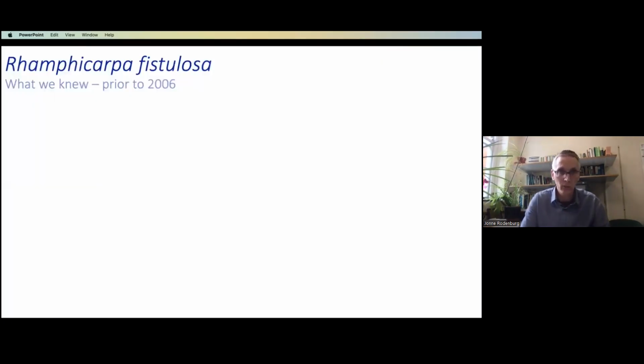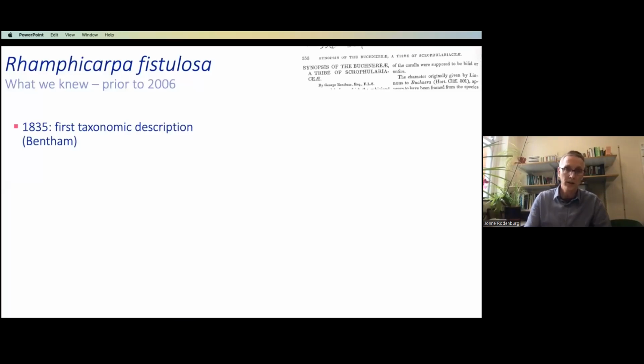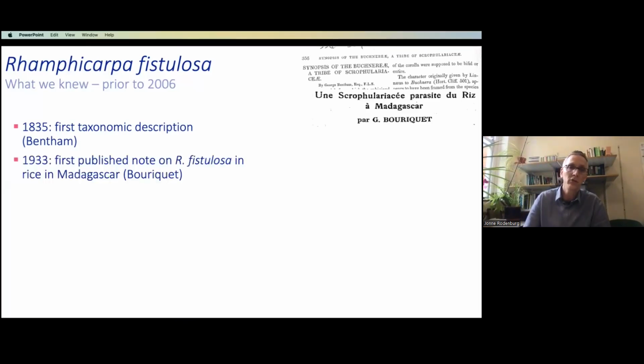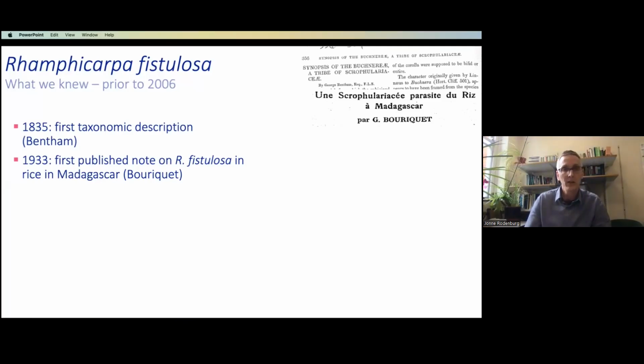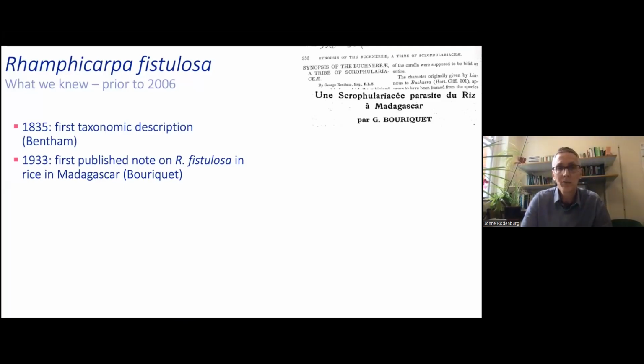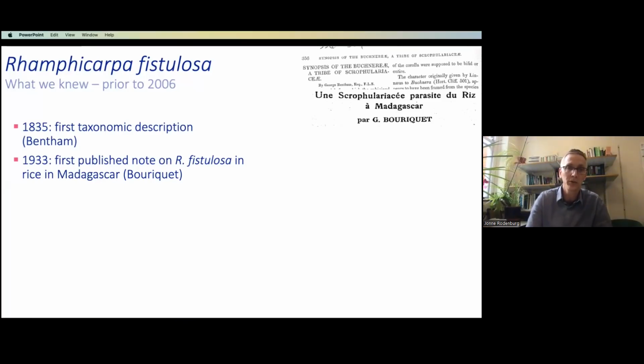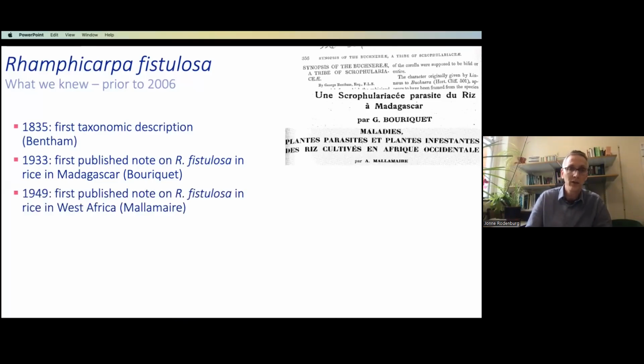Before I started working on Rhamphicarpa, this is what we knew about Rhamphicarpa fistulosa. In 1835, the first taxonomic description was published on this species. In 1933, so almost 100 years later, the first published note on Rhamphicarpa fistulosa in rice was published, and it was in Madagascar. And in 1949 was the first published note on Rhamphicarpa in rice in West Africa.